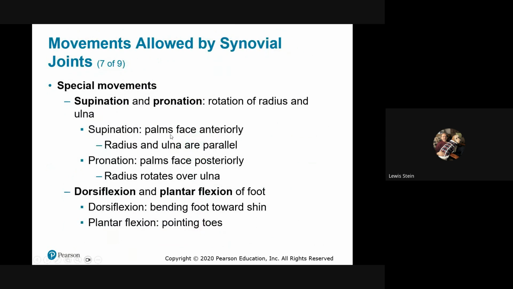And these are different motions. So again, hold your elbow at 90 degrees. That's the rotational component around where the radius and ulna meet, involving the radial head in the radial notch and the looseness of the interosseous membrane. It allows you to pronate, palms down, and supinate. We use the terms anatomically.